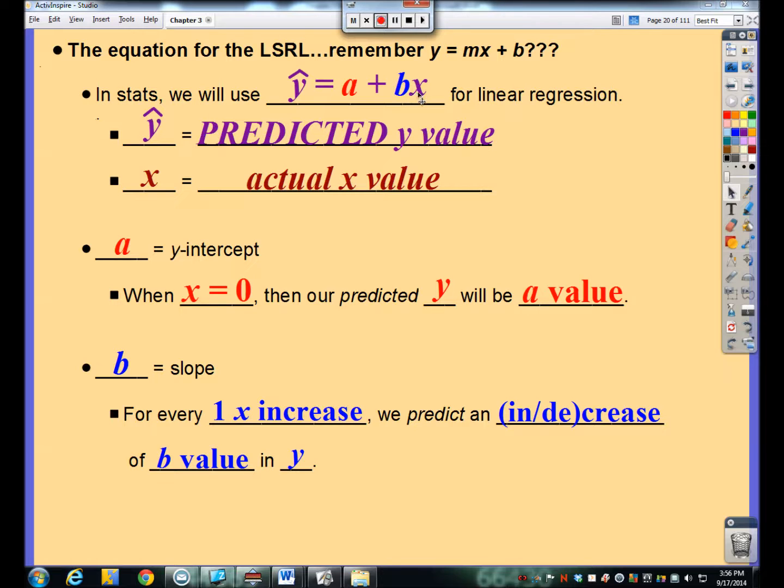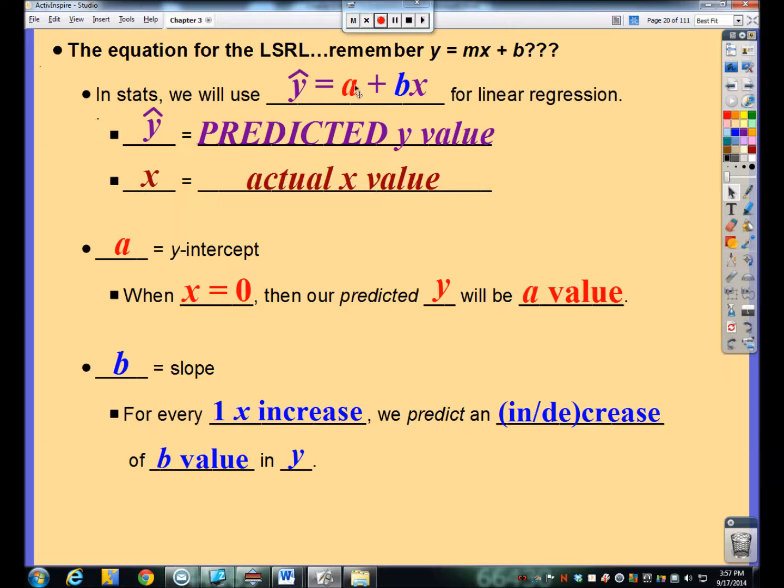Okay, this is b times x here. It's not just one variable bx, but b times x. The y hat here is our predicted y value that we're going to hopefully be able to predict, and we might be off, we might be on, we never know. And the x that we're going to use is going to be the actual x value from our data that we can try to use there.